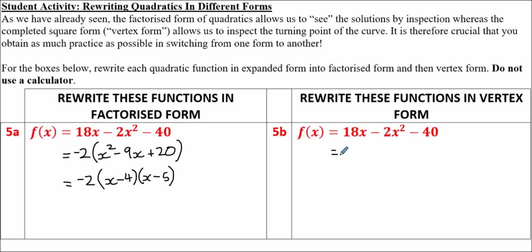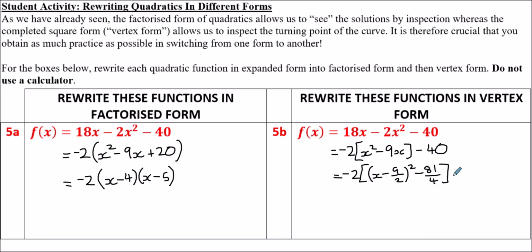Likewise here, we can factorise out the -2, and we get this, and we can leave that -40 on its own. Complete the square on this bit. Inside the brackets goes the x. Half -9 is -9/2. Square all of that, and subtract away this -9/2 all squared. Well, 9 squared is 81, 2 squared is 4. And we still have this -40 at the end.